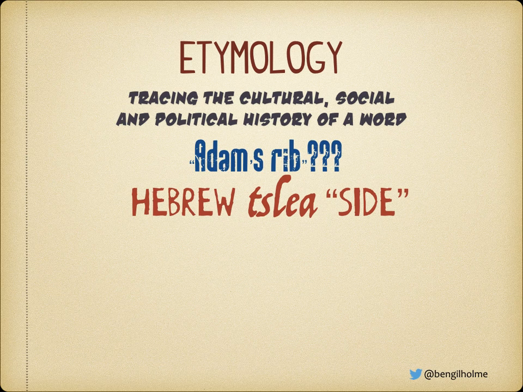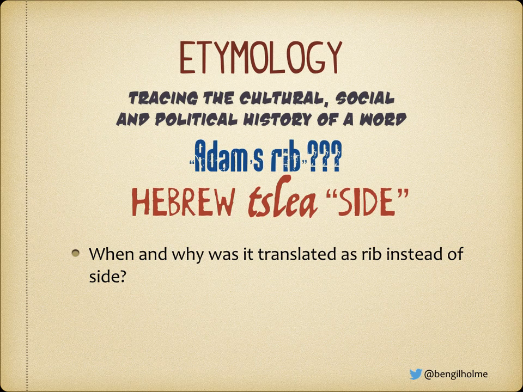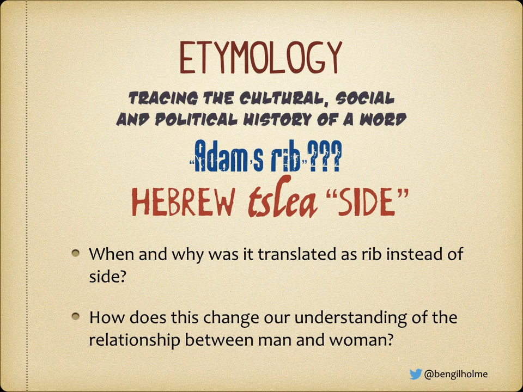But what's more important probably here is that the implications of that particular interpretation have been very far-reaching. So we have to ask the questions: when and why was it translated as rib instead of side? And secondly, how does that change our understanding of the relationship between man and woman? Because the traditional view that a rib was taken suggests that woman is inferior, and a derivative of man. However, if we take the interpretation of taking one side or one half, it presents this idea of man and woman being equal.